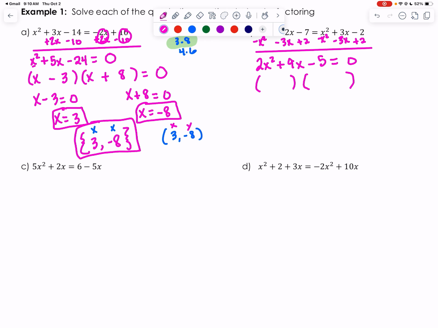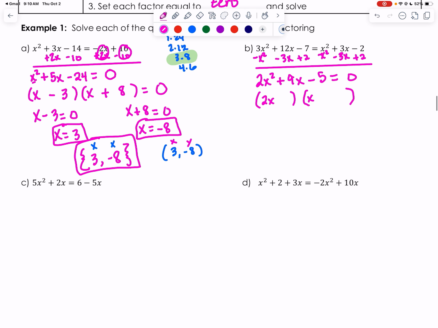So our first term is 2x squared, and the only thing that will give us 2x squared is 2x times 1x. Now our last term is 5. The only thing that'll give us 5 is 1 times 5. What I don't know is, is it going to be 1, 5 or 5, 1? So to check that, I'll just start by trying 1, 5. And then to check it, I use the outer terms and the inner terms. So the outer term, 2x times 5, would be 10x. The inner terms, 1 times x, would be 1x.